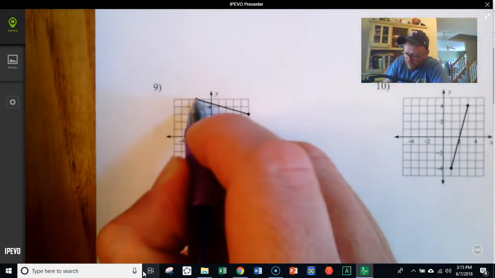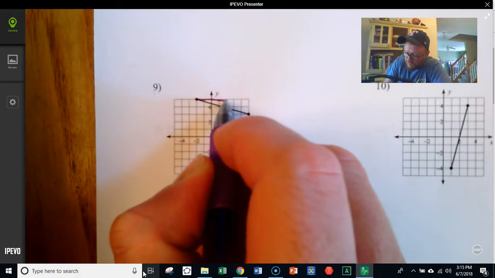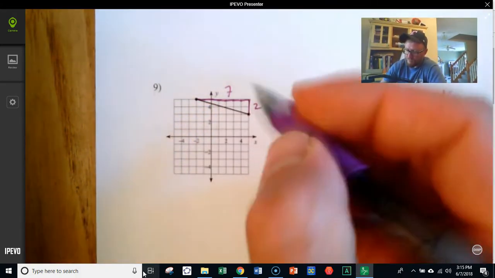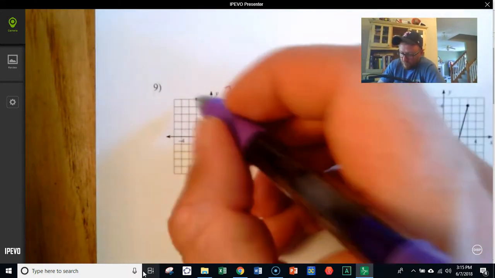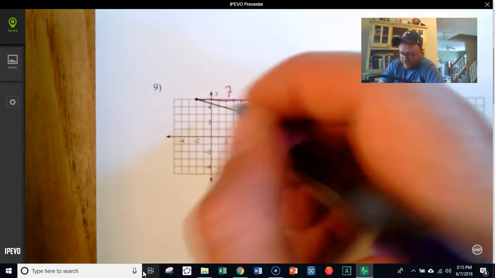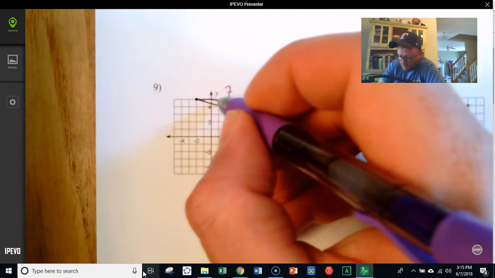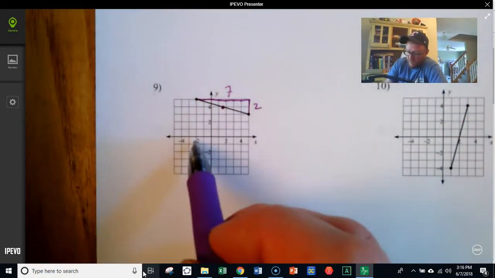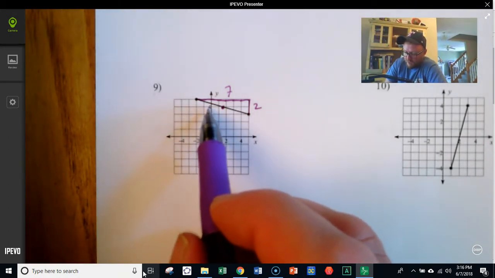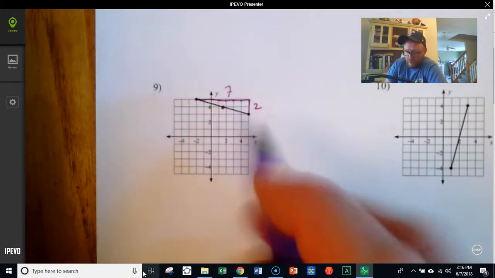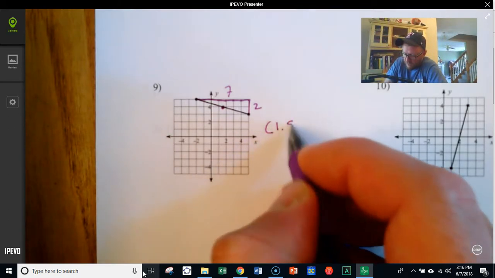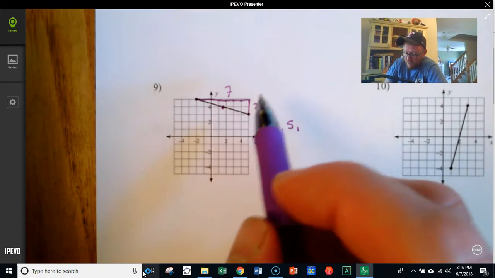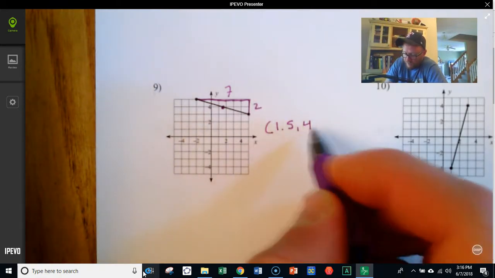Here we have 1, 2, 3, 4, 5, 6, 7, and 2. So our midpoint will be over 3.5 and down 1. From an x-coordinate of negative 2, negative 1, 0, 1, 1.5. And from a y-coordinate of 5, going down 1 is 4.